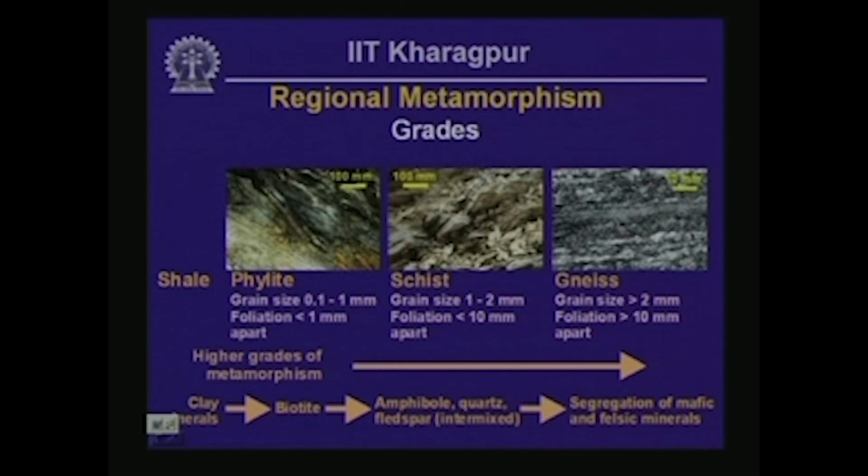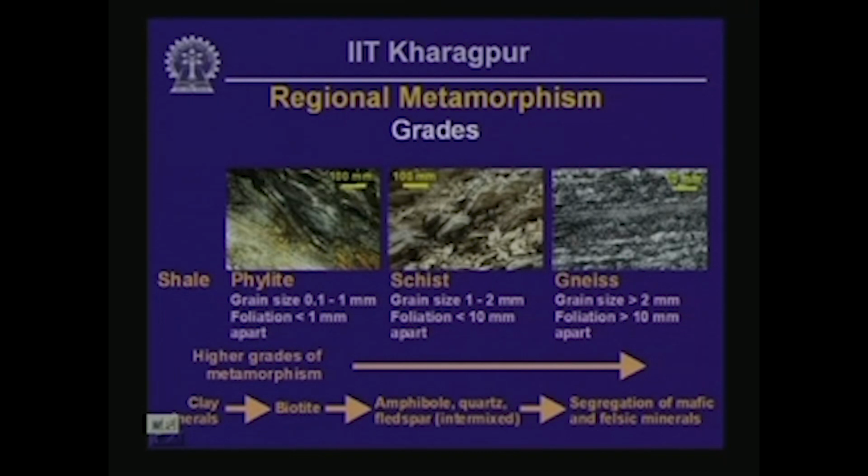increased grade of metamorphism. And the chemical changes, as we have already discussed, involve change of clay minerals first into biotite, then double chain silicates, quartz and feldspar, and finally what happens actually because of directional pressure in this case, and that is a very major difference between regional metamorphism and contact metamorphism.